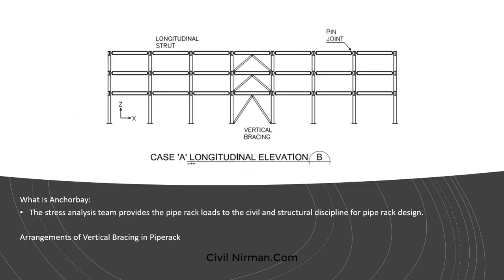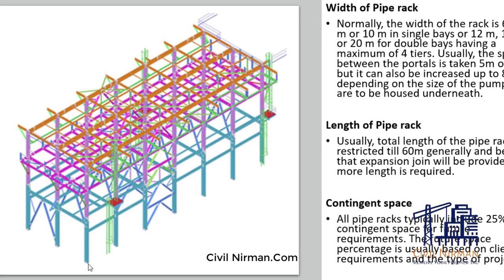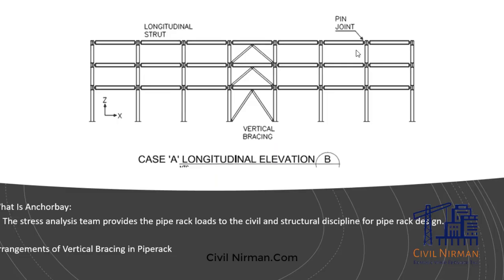Now let's talk about another terminology, that is anchor bay. Here in the picture you can see a longitudinal cross section of a pipe rack. In consideration, we have taken this particular cross section. Now in the middle of the pipe rack, we have provided a chevron bracing or A-type bracing in one particular bay. This bay is known as an anchor bay.